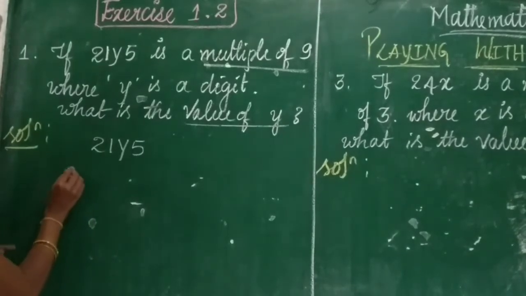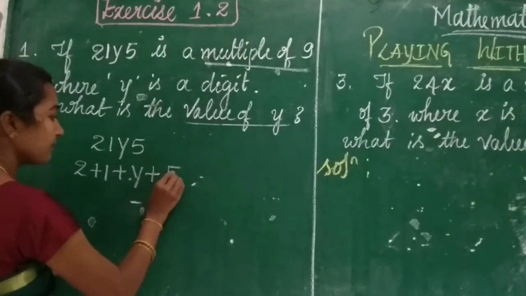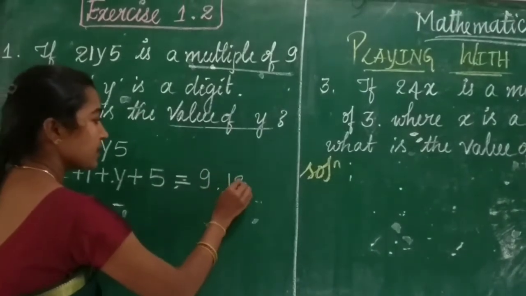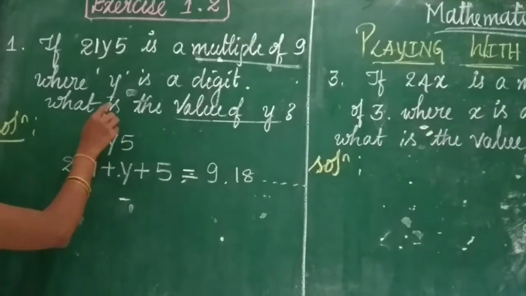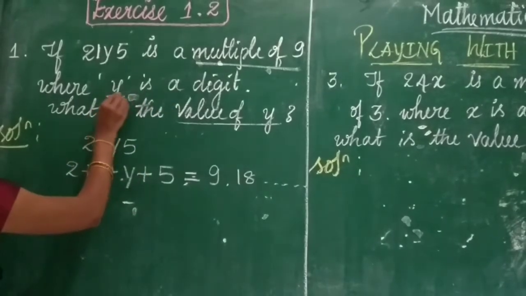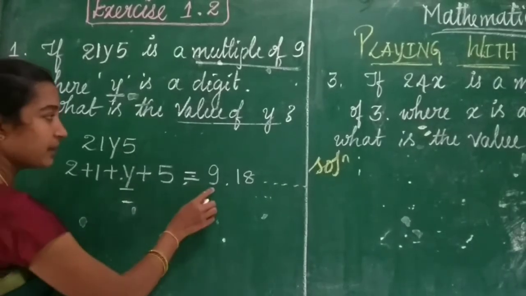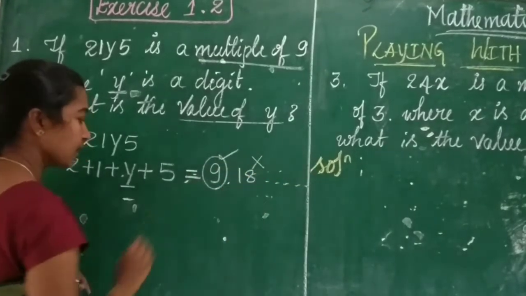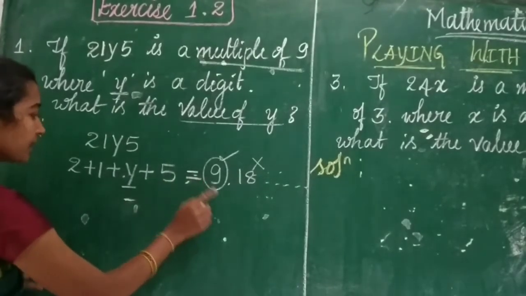First, let us do the sum. 2 plus 1 plus 5 is 8, and we need a multiple of 9. Look at here, in this problem, the statement is given that y is a digit. So children, the possible case of choosing the multiple of 9 is only 9, not 18 and further numbers.